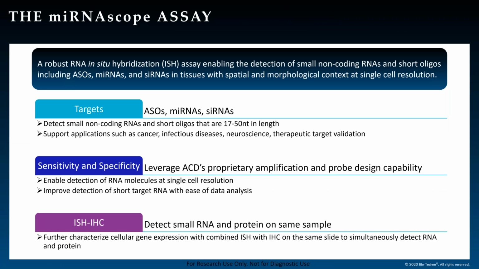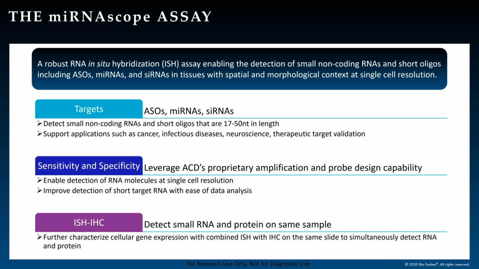Overall, the miRNAscope assay is a robust in situ hybridization assay enabling highly sensitive and specific detection of small non-coding RNAs, such as microRNAs and short oligos, such as ASOs and siRNAs, in tissues with spatial and morphological context at single-cell resolution. In addition to these key applications that I just mentioned, the assay will also enable the detection of any small RNAs that are 17 to 50 nucleotides in length. Key research areas for these top targets include cancer research, infectious diseases, neuroscience, and therapeutic target validation.